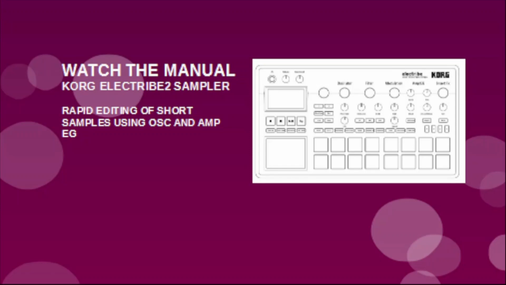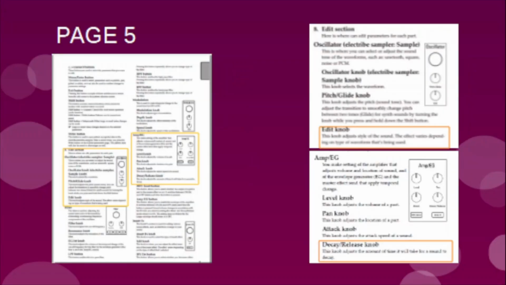So let's start off. What we're doing today is rapid editing of short samples using the oscillator and amplitude envelope gain. This is on the Electribe 2. On page 5 of the manual, there's actually two sections of the device that we're going to be working on. The first is the edit section, and the second is the amp envelope gain.